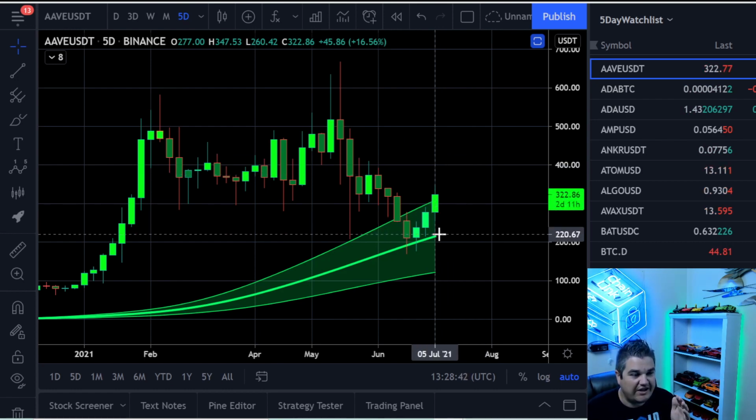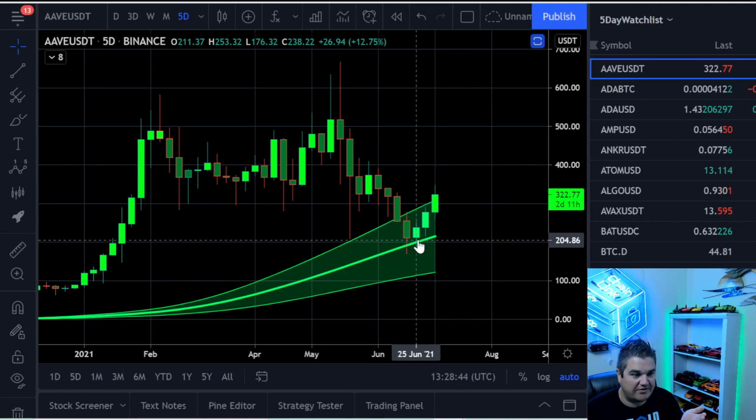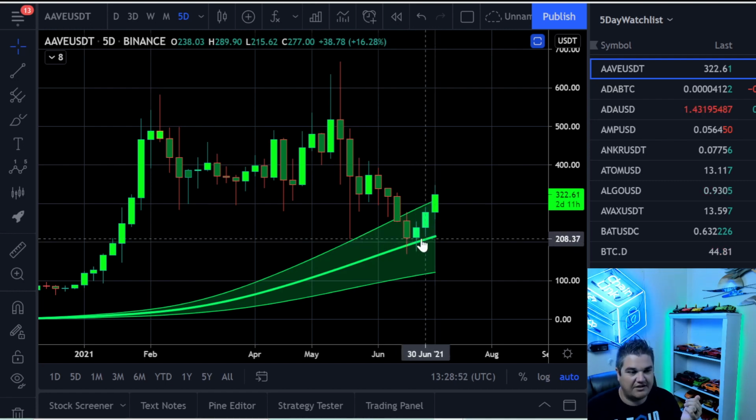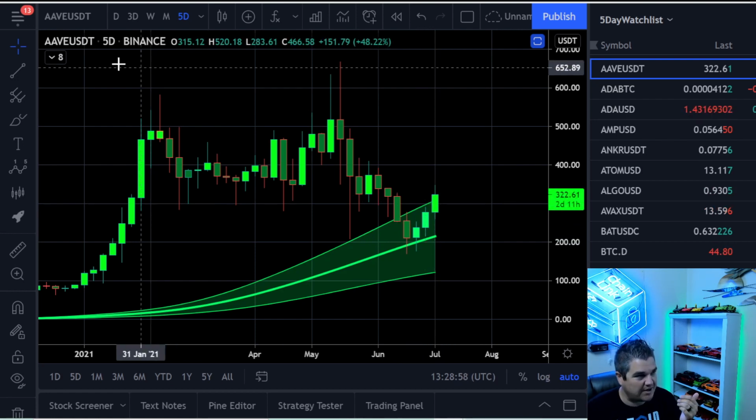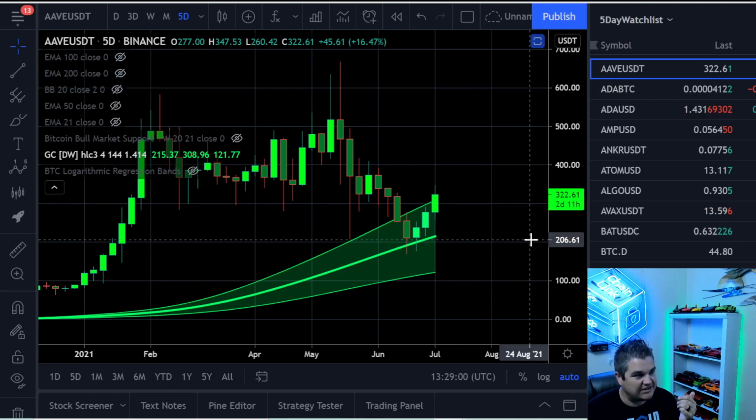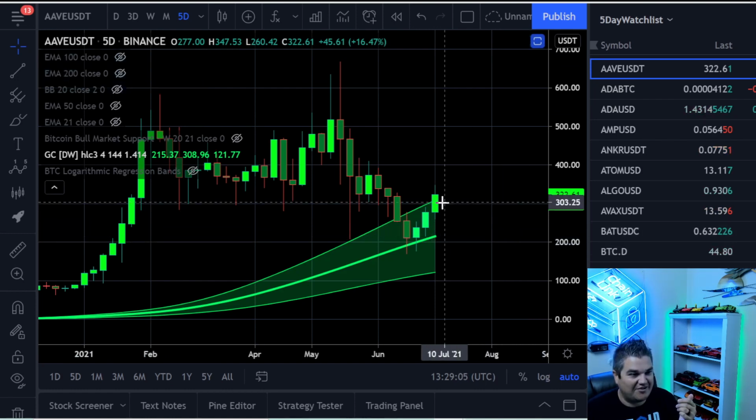So look at what Aave is doing right now. Perfectly supported off of the median line. This is what you want to see out of coins. You want to see it bouncing off at least the median line. That is a good sign. And we're even out of the top of the channel at this point. So if we close above what the top of the channel is right now, currently 308, if you see that right there.